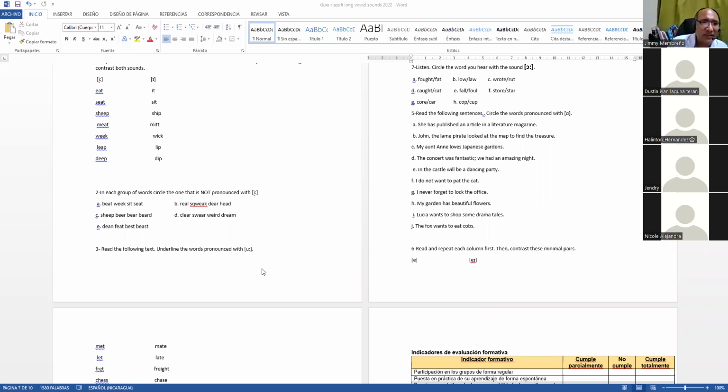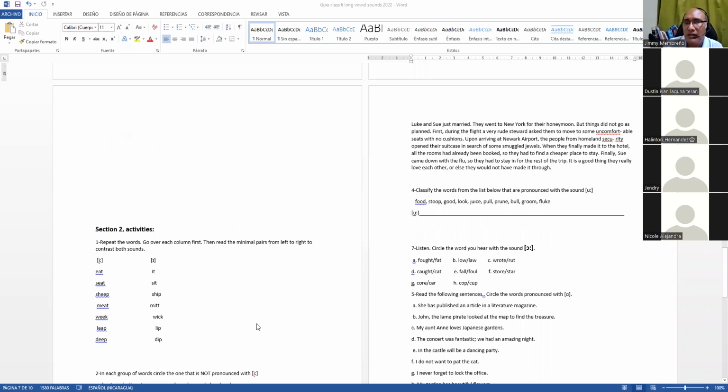Okay, exercise 3. Read the following text and underline the word pronounced with the long U sound. I will read it and then you can look for the words again if you are doubtful. You can look at the spelling of the words and then look in the dictionary to see which sound each one is pronounced with, okay? So I will read. Luke and Sue just married.